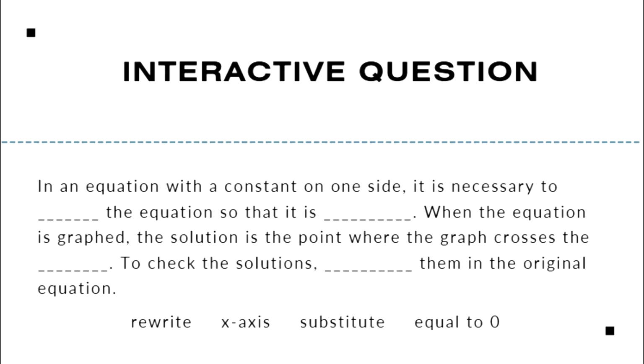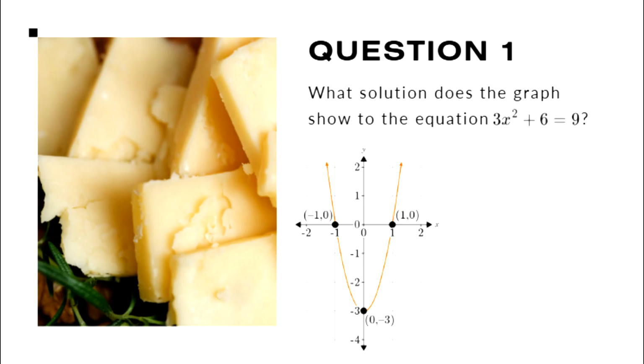In an equation with a constant on one side, it is necessary to rewrite the equation so that it is equal to 0. When the equation is graphed, the solution is the point where the graph crosses the x-axis. To check the solutions, substitute them in the original equation. Okay, this is all you.